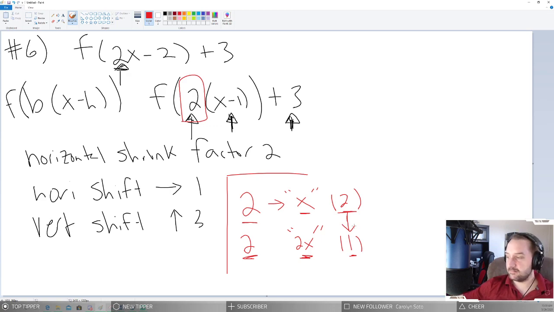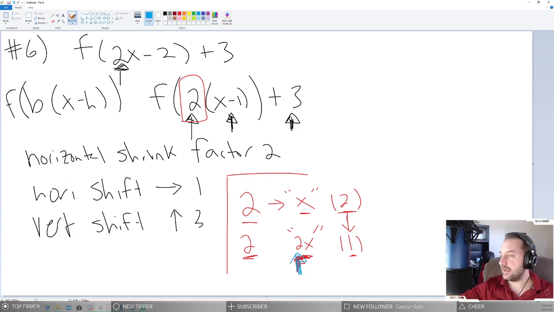It's kind of a visual way to show why this value 2 is going to be this horizontal shrinking. It's kind of like the opposite of the stretch.